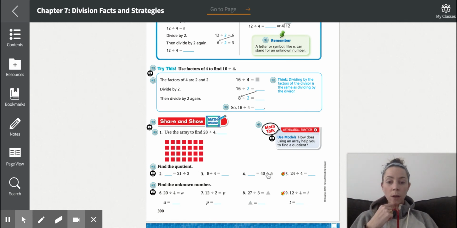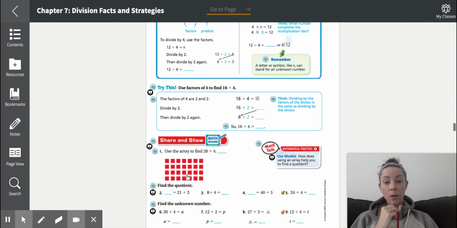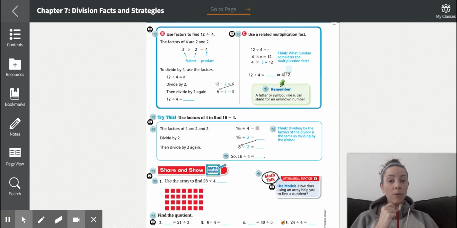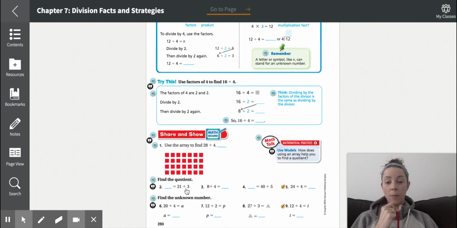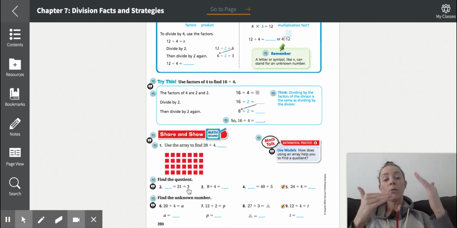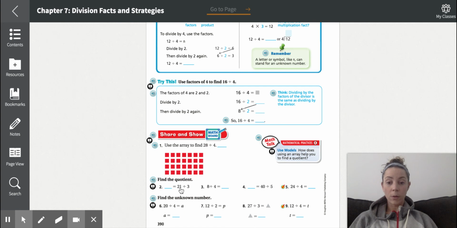These ones across the middle say find the quotient. So whichever strategy you like, maybe you want to draw circle groups, maybe you want to do an array, maybe you want to use a related multiplication fact that you know, or maybe you want to use this new trick of using the factors of the divisor to do a two-step division problem with easier numbers. So try any strategy you like for those.